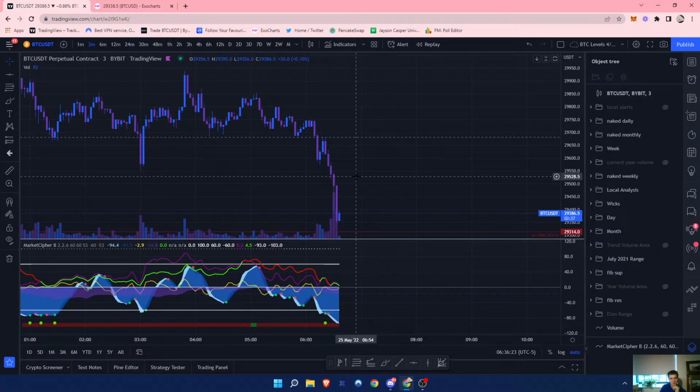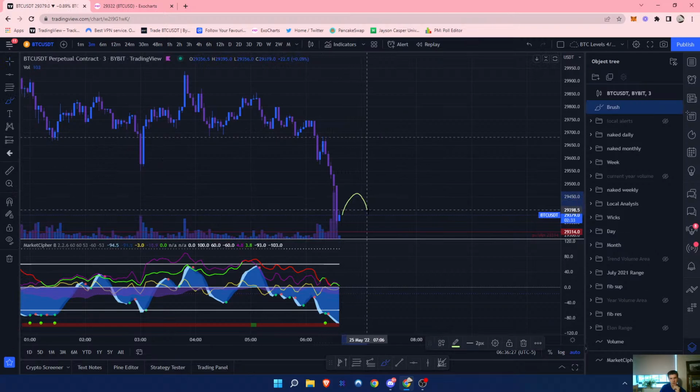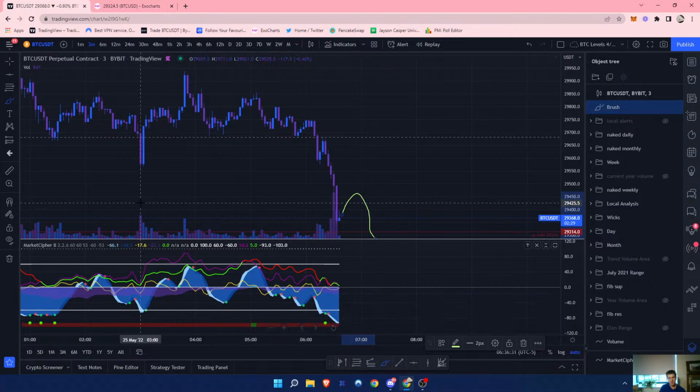Yeah, right now we might just kind of bounce up and then just kind of continue downwards as momentum just kind of resets, kind of cools off. But yeah, we'll see how it plays out.